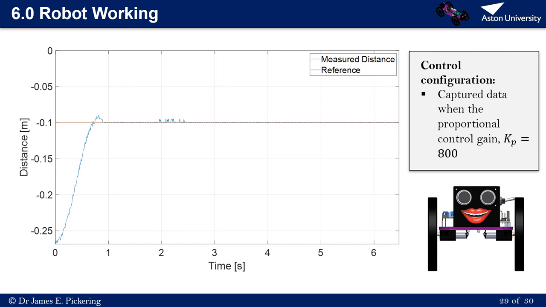So we've got time here and distance in meters. You can see here the reference is the orange, so it's -0.1. And in blue is the measured data. So what you'll see here is that effectively the measured data is pretty bang on close to the reference, i.e. a value of -0.1. You've got a little bit of overshoot, and I think that's just to do with the scaled down lab car hitting the target, the reference, and then just rocking back and forth a little bit. But overall, you can see that using the proportional control gain here, we've achieved our aim for this particular application.